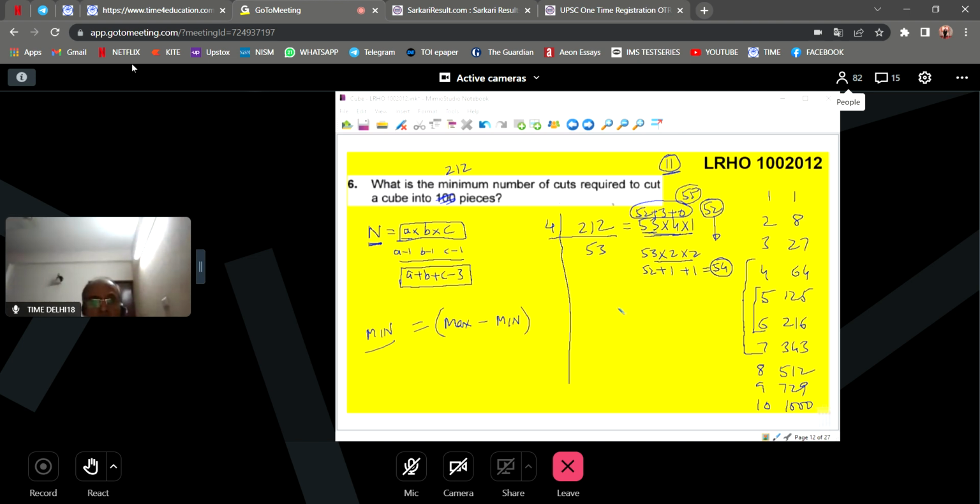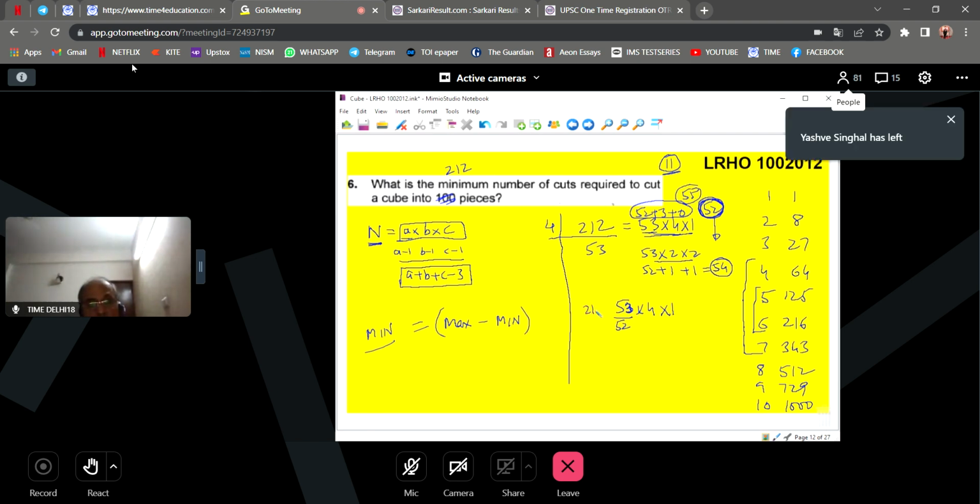एक मिनट. क्या आ रहा है? 53 आ रहा है ना? 53 into 4 into 1. When you are looking for 53 pieces, how many cuts you will apply in that direction? One less. No, I think you are asking about this 52. You are asking about this 52, na? Okay.